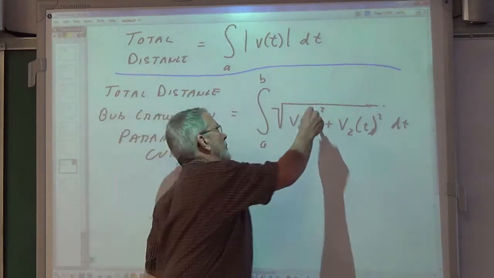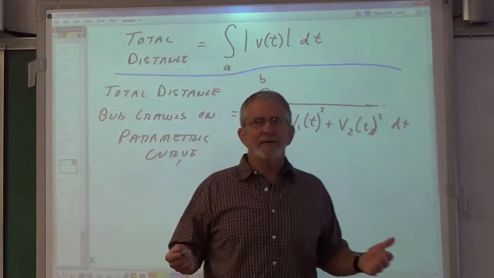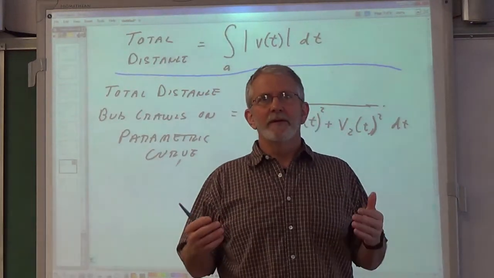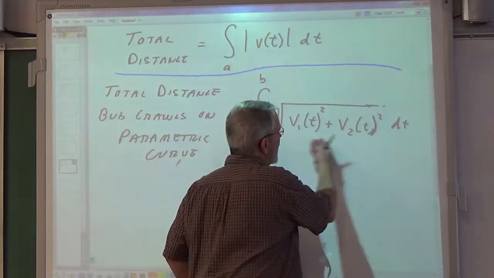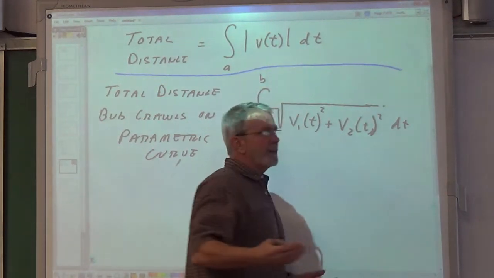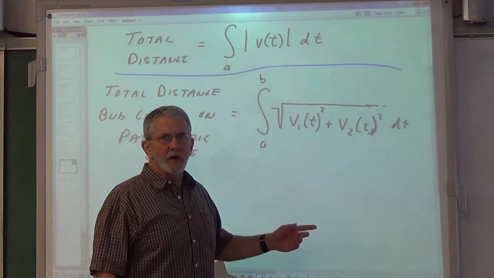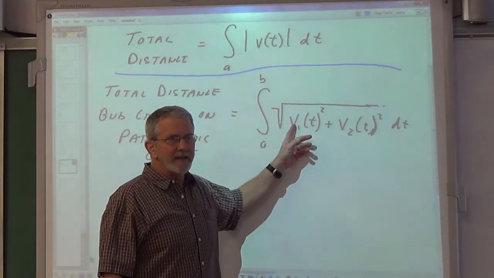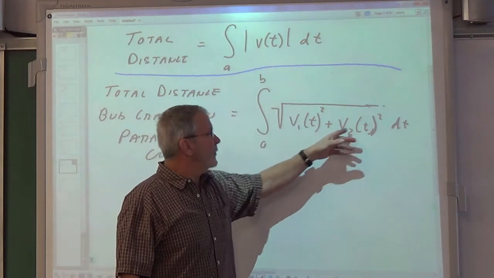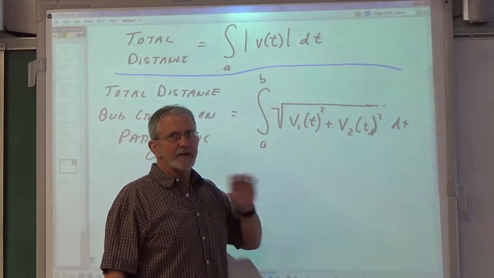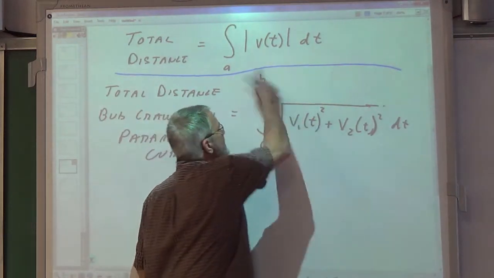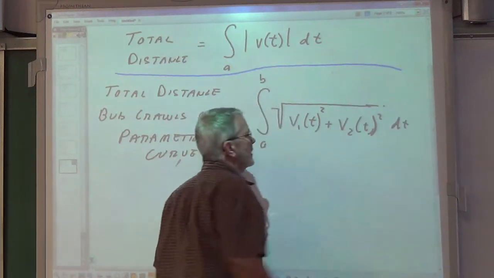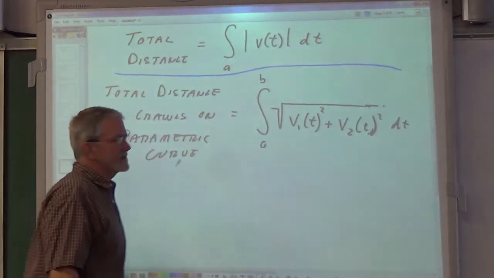But look at this a moment. What does that look like? It looks like the total distance of a bug. It's the same formula that we use when we're talking about total distance on a parametric curve. The square root, remember, of dx/dt squared plus dy/dt squared. We did this total distance as a function of x, total distance as a function of y. Same formula over and over. But that formula is going to give us the total distance.